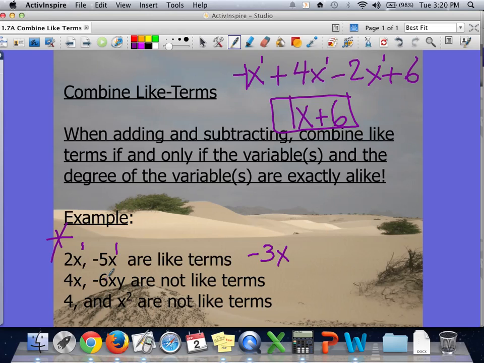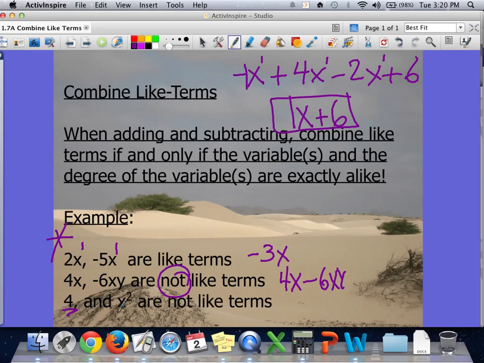4x and negative 6xy are not like terms because one of them has an x and one of them has an x and a y. So these are not like terms, so you can't put them together. So if you were going to put this as your final answer, it would be simply like this because there's nothing else that you can do with it. Okay?